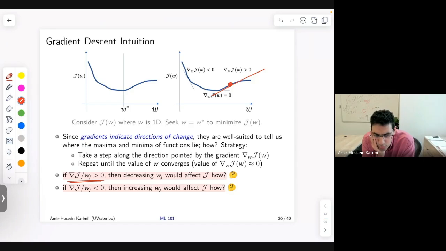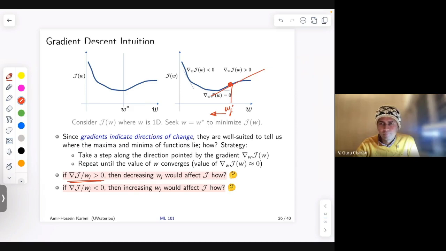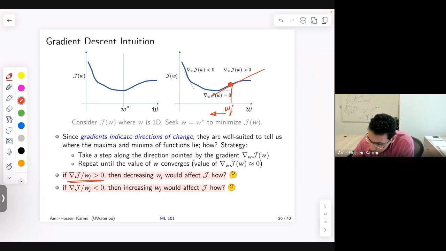Now the question that I pose for you is, if I decrease the value of W, how does this affect the value of the loss? Right here, this is Wj. I'm saying if I decrease the value of W, how does my loss change? It decreases. Right, so we can see that going from one point to another point, the value of the loss goes down.